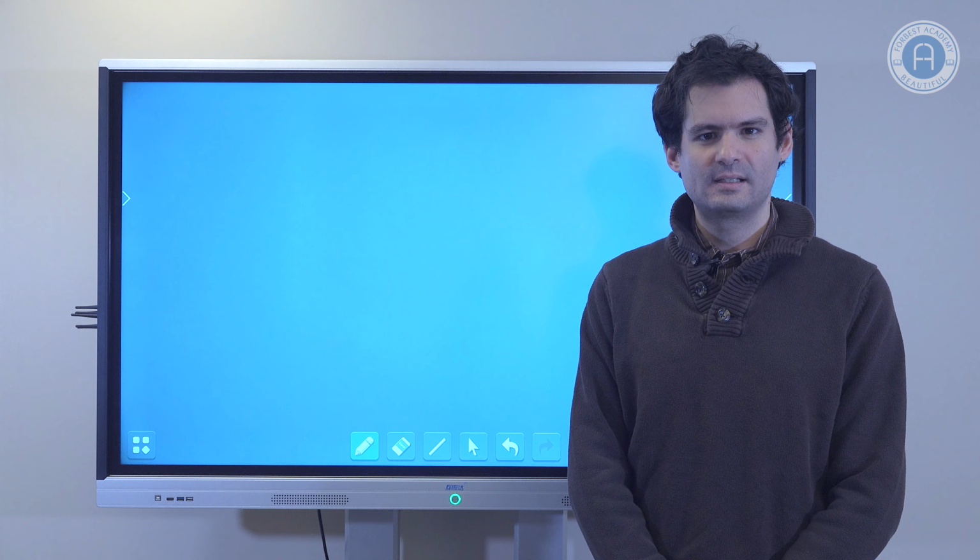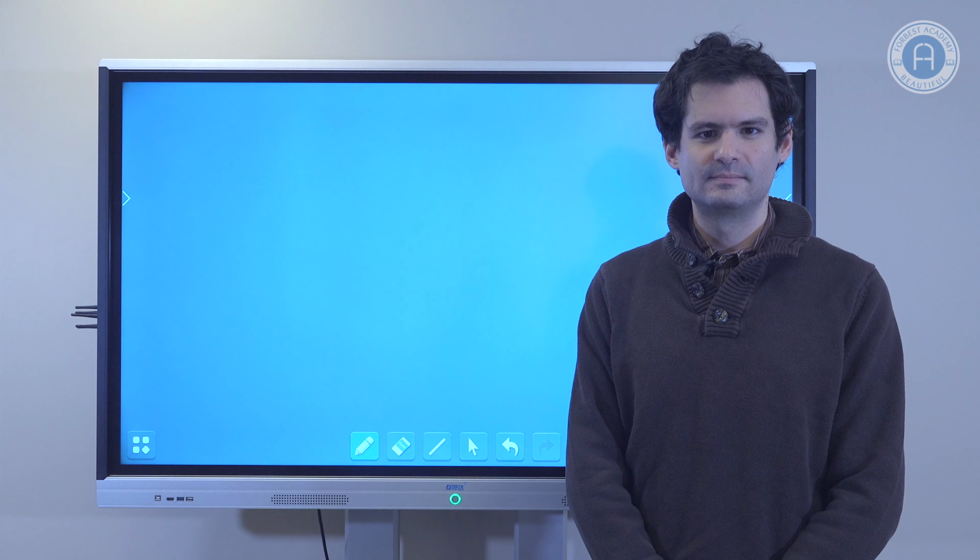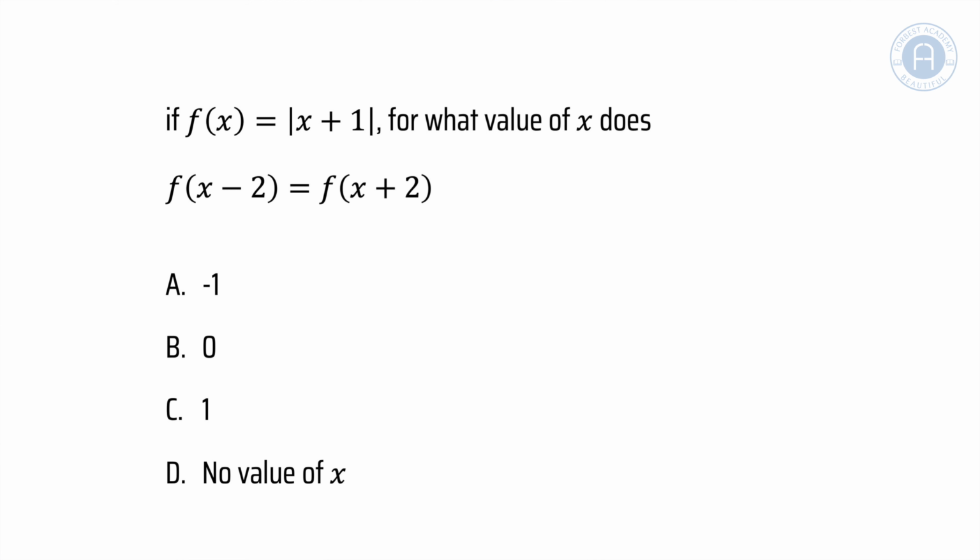Today we'll be looking at an SAT math question. The question says as follows. If f of x equals the absolute value of x plus 1, for what value of x does f evaluated at x minus 2 equal f evaluated at x plus 2? Those are the choices.